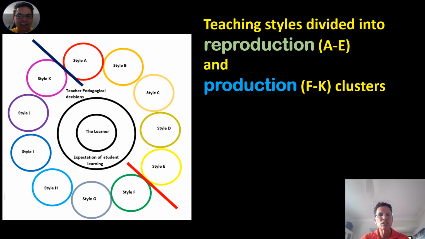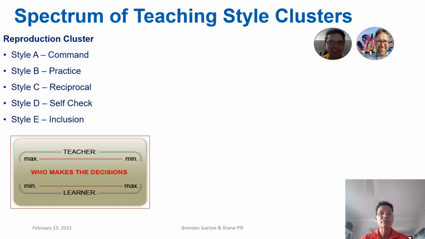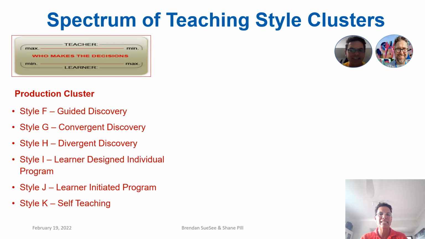And the production cluster, F to K, because they ask the student to produce knowledge which is new to them through the process of creativity or discovery. As you move along the spectrum, A to K, teaching decision-making is at the maximum with A and starts to become less as you go. And of course, student decision-making is minimum at A, maximum in K.